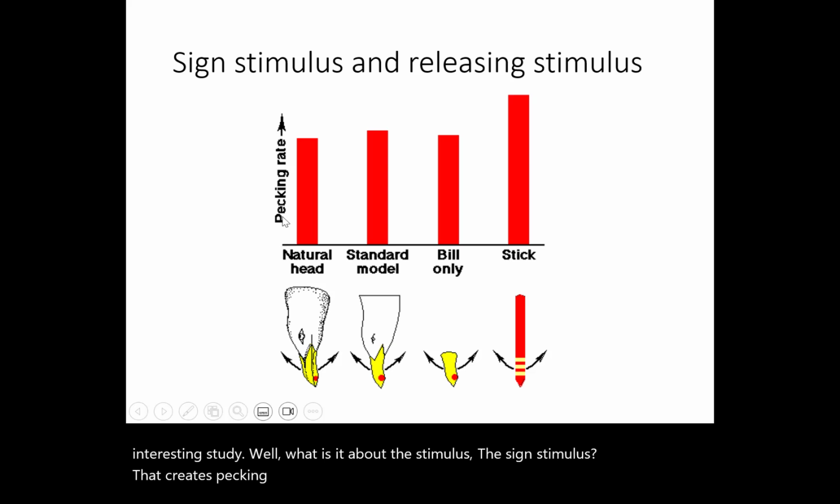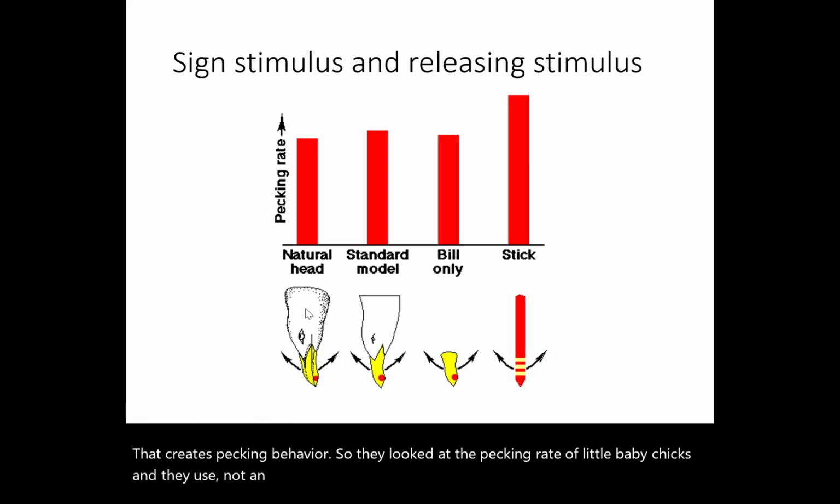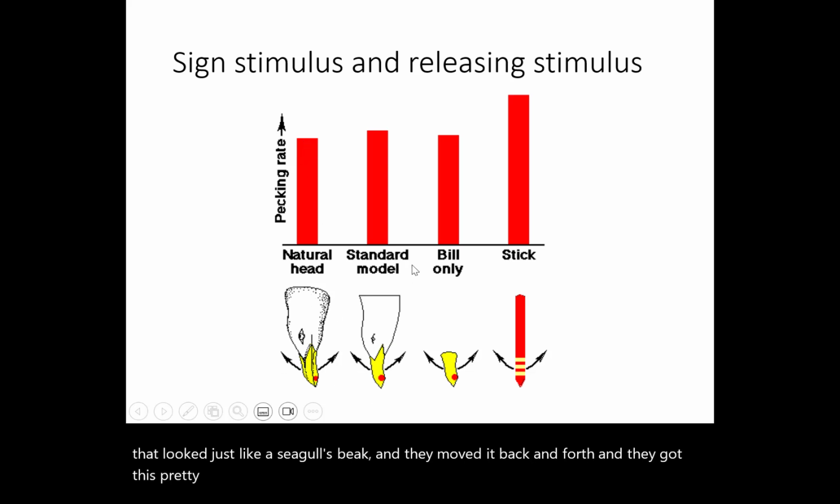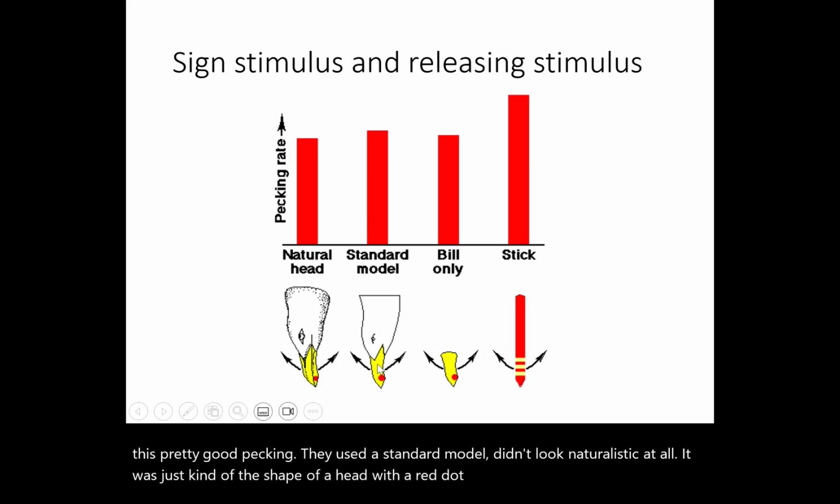So they looked at the pecking rate of little baby chicks, and they used not an actual seagull, but a little model of a seagull. So they had a model that looked just like a seagull's beak, and they moved it back and forth, and they got this pretty good pecking. They used a standard model. Didn't look naturalistic at all. It was just kind of the shape of a head with a red dot, and it produced some good pecking.